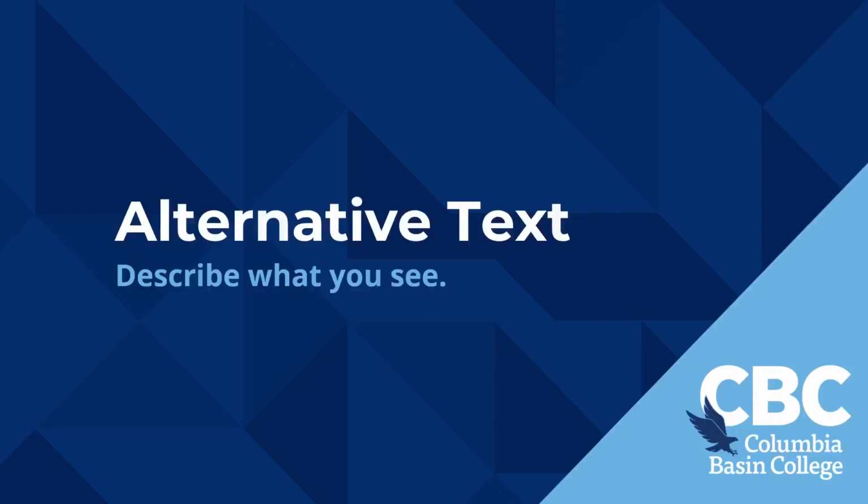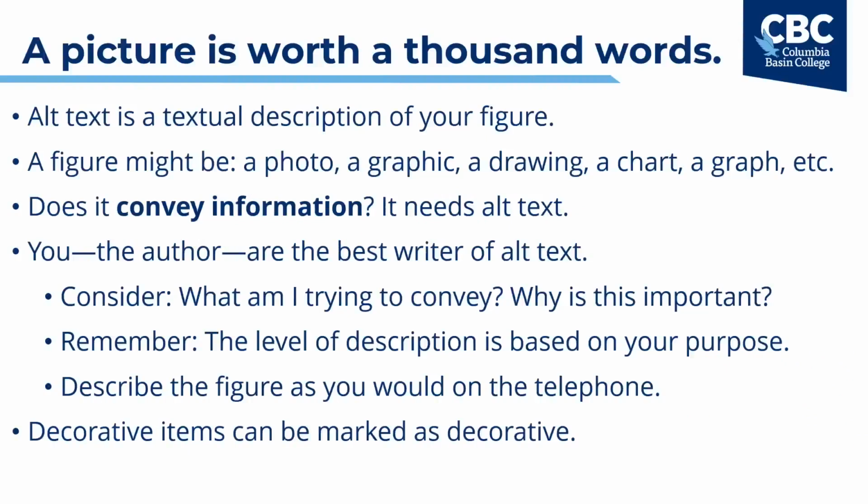And our final ingredient is alternative text. Describe what you see. Simply put, alternative text is a textual description of your figure. The figure could be a photo, a graphic, a drawing, a chart, a graph, and so on. You should ask yourself, does this figure convey information? If so, it needs alternative text.